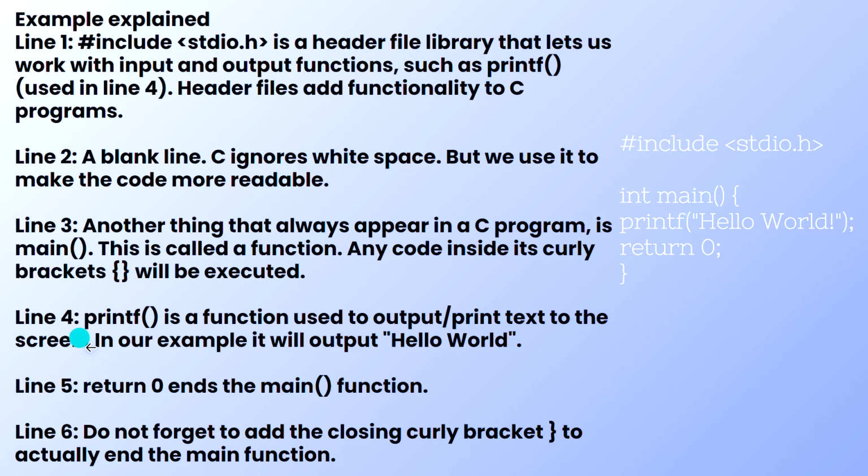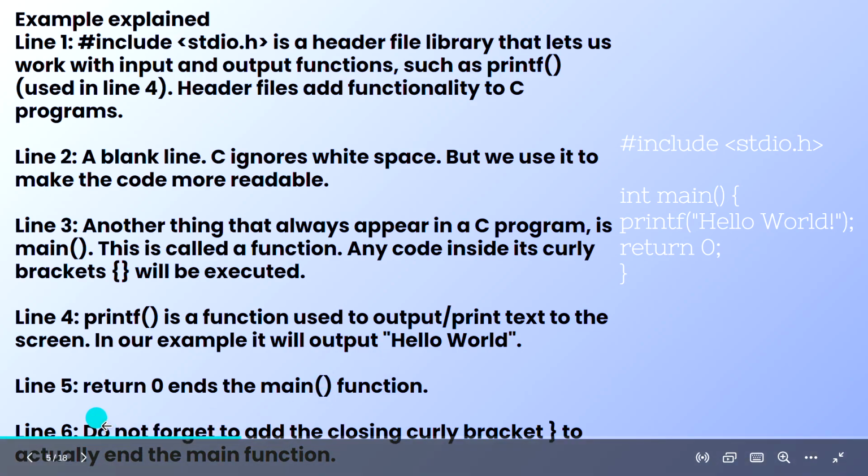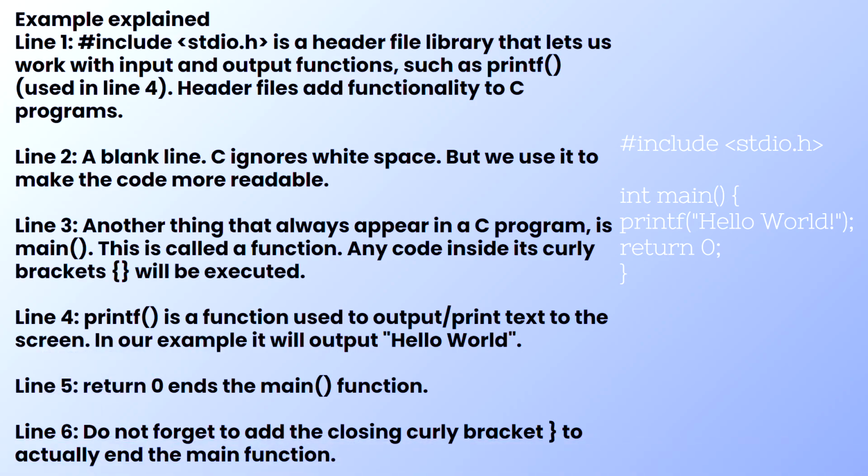Line 4. printf. We all know that printf is a function used to output, print text to the screen. In our example, it will output hello world. Line 5. return 0 ends the main function. Line 6. Do not forget to add the closing curly bracket to actually end the main function. The closing curly bracket indicates the end of a function, the end of the main function in a C program.